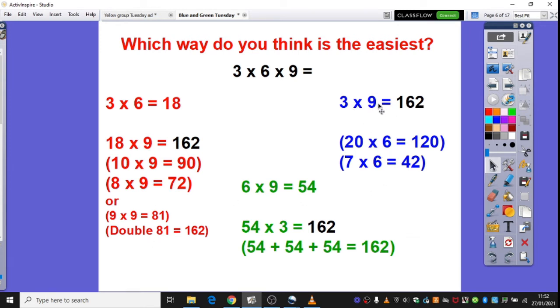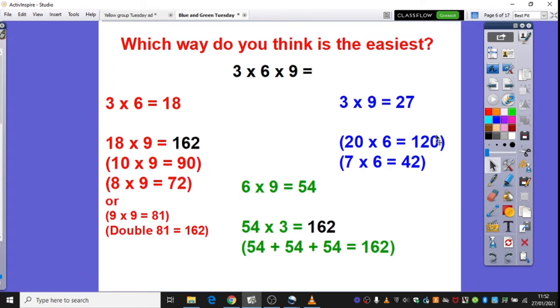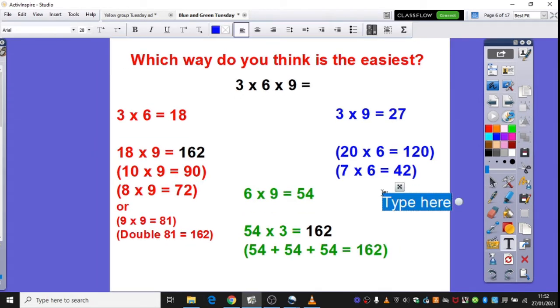Then we've got 3 times 9. 3 times 9 is not 162. I think what we mean there is that's the final answer. So 3 times 9 should have been 27. And then we took our 27 and multiplied it by 6. So we did 20 times 6 is 120, and 7 times 6 is 42. Added together, that should have got us the answer, again, of 162. Let's put that in black there. Sorry about that, Year 5. There we go.